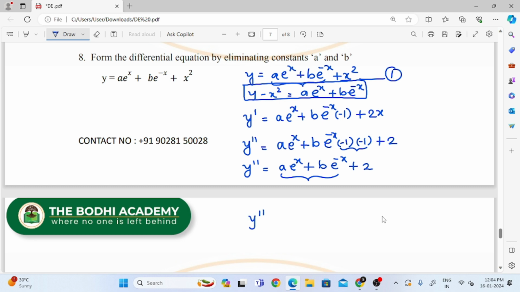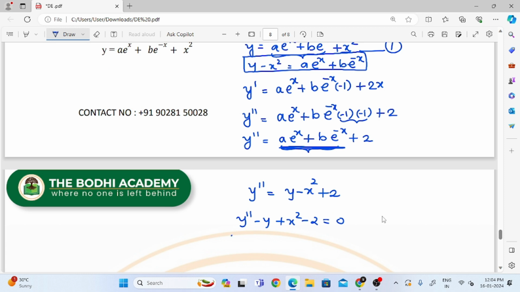So y double dash is equal to a e raised to x plus b e raised to minus x, that is nothing but y minus x square plus 2. If we take all these terms to that side, y double dash minus y plus x square minus 2 is equal to 0. So this is our differential equation.